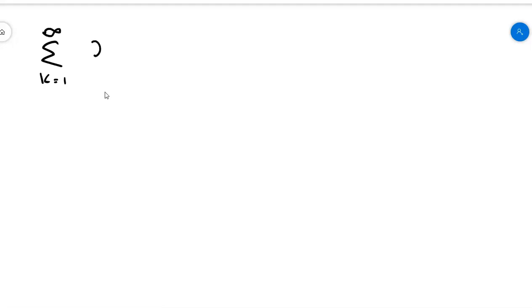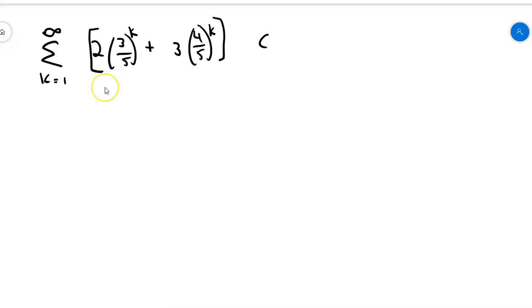I've got 2 times 3/5 to the k plus 3 times 4/5 to the k. So this is one gigantic series, and I'd like to evaluate whether this thing converges or diverges. All right, well, it turns out that I can take these series and actually separate them into 2 different series and evaluate each of them separately.